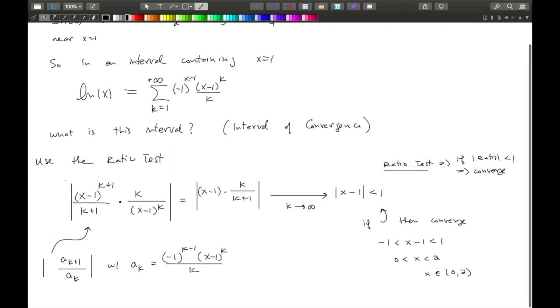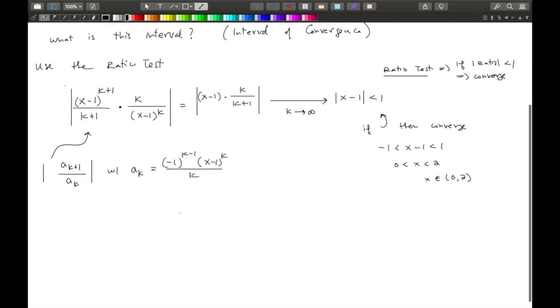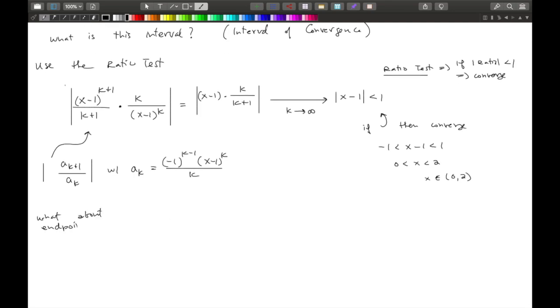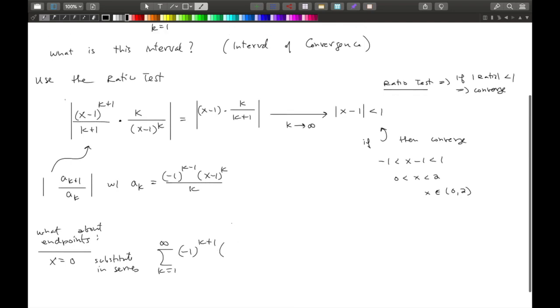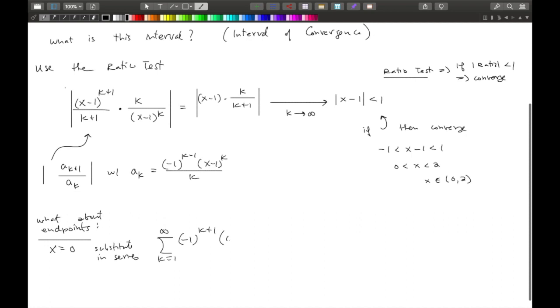Now the question you should ask yourself is, what about the endpoints? Each of those must be tested individually. Plugging x equals 0 into our series, the series becomes the sum from k equals 1 to infinity. We had our negative 1 to the k plus 1. And instead of having x minus 1, we will have 0 minus 1 to the k. And that is divided by k.